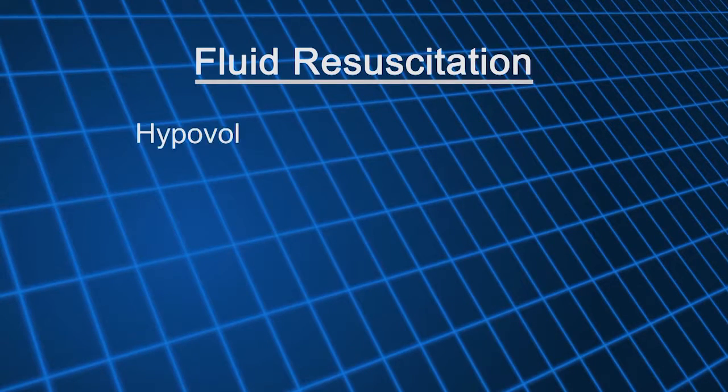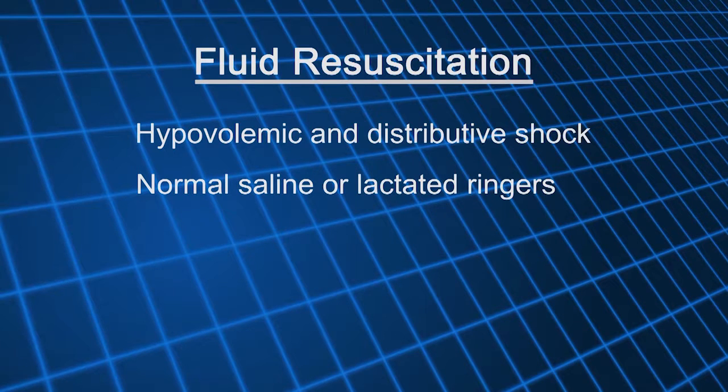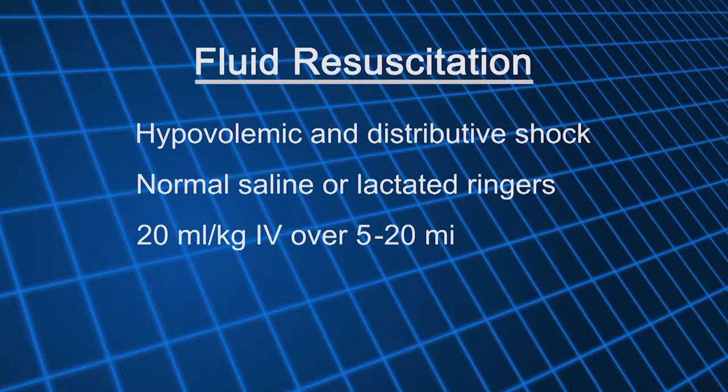As mentioned earlier, fluid therapy is very important in the treatment of shock. It's usually one of the first steps in treatment. Fluid resuscitation for hypovolemic and distributive shock should be started with crystalloid fluids such as normal saline or lactated Ringer's at a dose of 20 milliliters per kilogram given IV over 5 to 20 minutes.